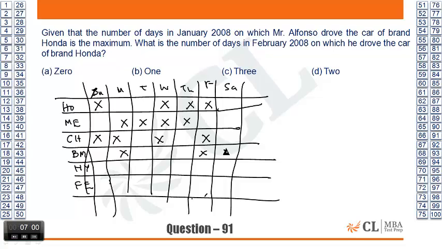Friday, Monday, Saturday, Tuesday. You can't shout in the actual test, no?